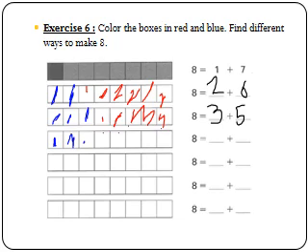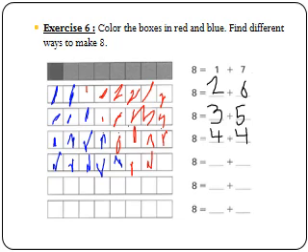1, 2, 3, 4. So we colored 4 boxes with blue and we are going to color 4 boxes with red. 1, 2, 3, 4. So it's 4 plus 4. Now we are going to color 5 boxes with blue. 1, 2, 3, 4, 5. And the rest with red. 3 boxes with red. 1, 2, 3. So it's 5 plus 3.